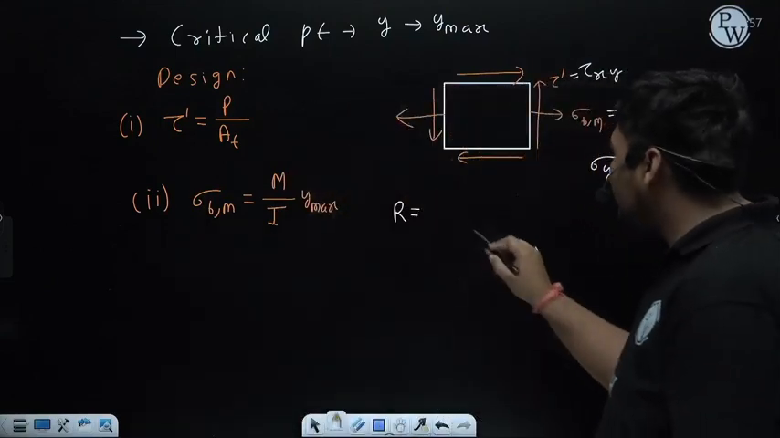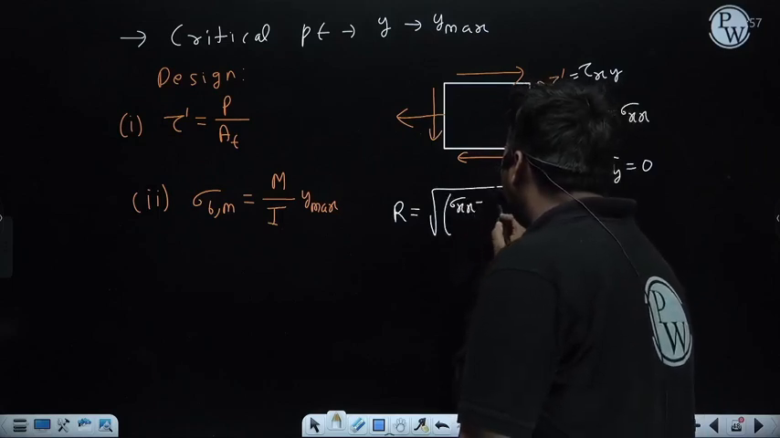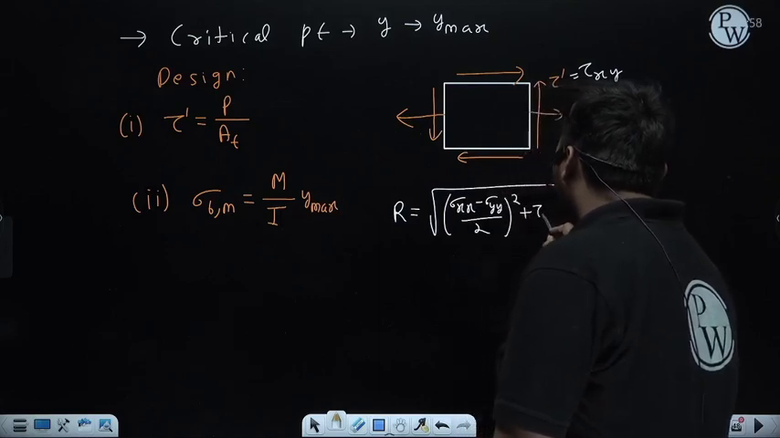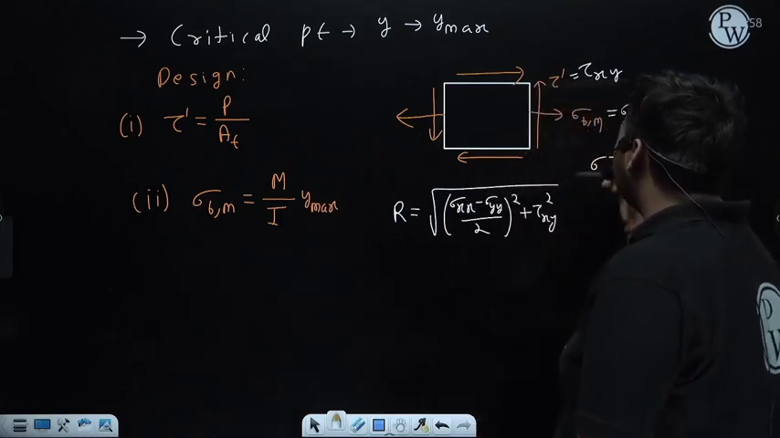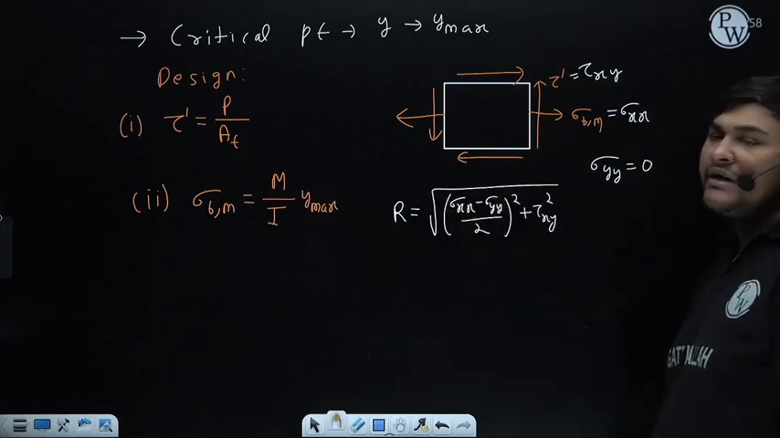The formula to calculate the radius of the Mohr circle, that is capital R, is the square root of (sigma xx minus sigma yy divided by 2) whole square plus tau xy whole square. You can calculate this. Here sigma xx is sigma bm, sigma yy is 0, tau xy is tau dash. After putting in the values, you will get the value of capital R.